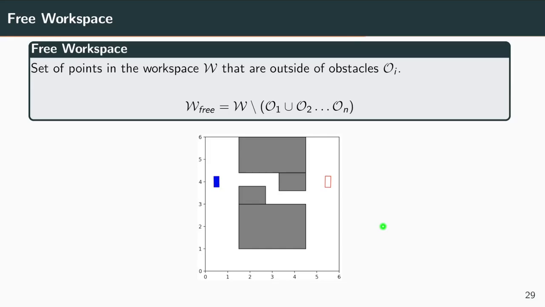Okay, and then we talked about the workspace, not so much about the obstacles, and then we typically also separate the space into obstacles and the actual free workspace. So if we have some sets of obstacles, these would be just points. In this case, for example, O1 could be all the points in this rectangle, O2 all the points in this rectangle, and so on, up to O4. Then the free space is just defined as the whole workspace without the union of all the obstacles.